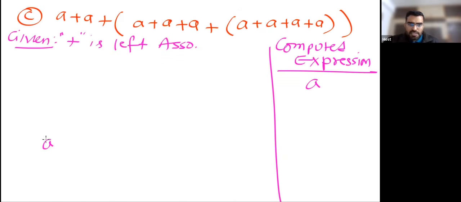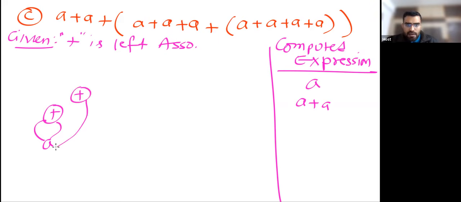Then what do you do? A plus A. So now we have A plus A. Okay, this A plus A is done. Next we need again A plus A. This we already have. Now we need to do plus A. Now we have A plus A plus A.